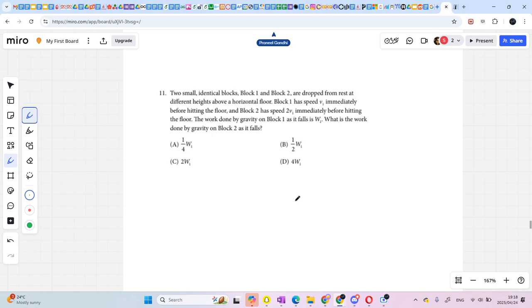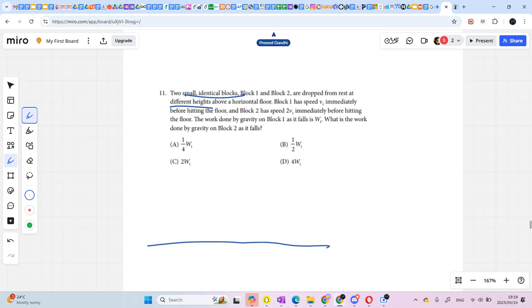number 11. So, two small identical blocks, block 1 and block 2, are dropped from rest at different heights above a horizontal floor. So let's draw the horizontal floor now. Draw the horizontal floor right here. Block 1 has speed v1 immediately before hitting the floor, and block 2 has speed v2 immediately before hitting the floor. Work done by gravity on block 1 as it falls is W1. What is the work done by gravity on block 2 as it falls?